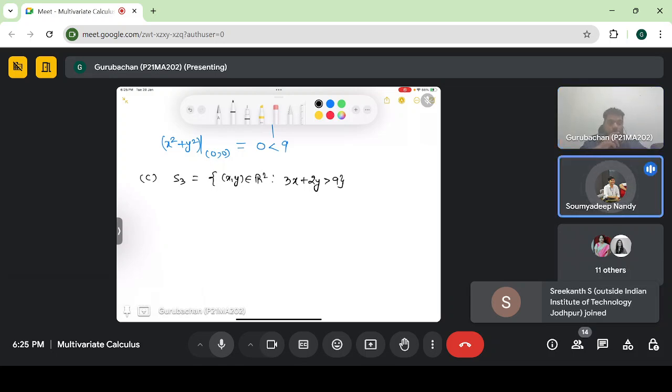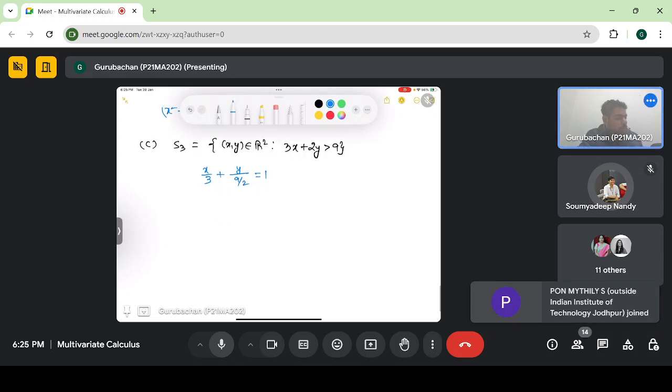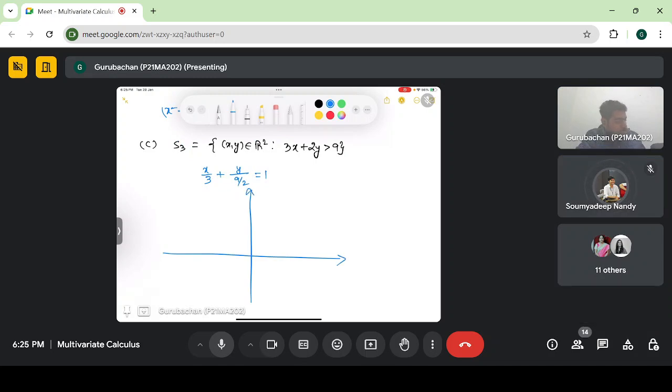So the reason is, if we plot this region, then dividing both sides by 9, we get x by 3 plus y by 9/2 greater than 1. Equal to 1 will be the line. So I will draw a line. This will be the point 0 comma 9 by 2 and this will be the point 3 comma 0. So I need to draw a line here crossing these 2 points.